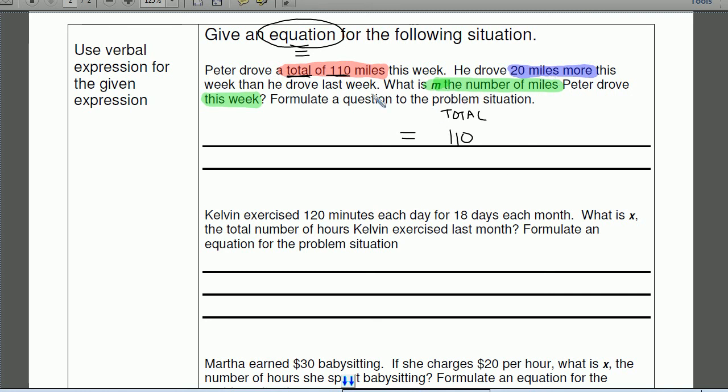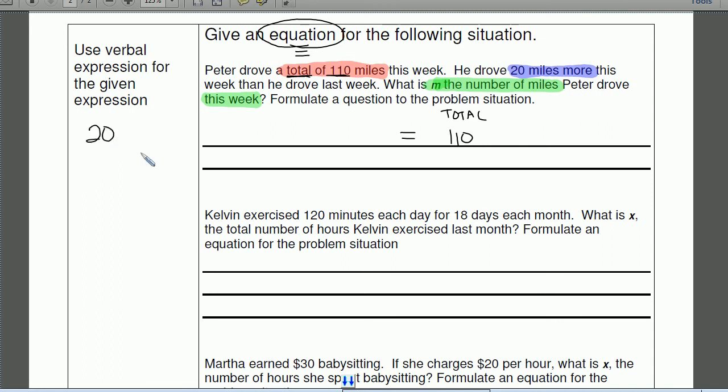Now on the other side, I'm going to put everything else. So everything else tells me that 20 miles more this week than last week, right? And this week he drove m number of miles. So I think they have a little typo here. It should say he drove 20 miles more this week than last week. But m is the number of miles he drove this week, right? So let's see. Okay, I'm a little confused here myself because of the way they worded this problem. So let's figure something out right quick.